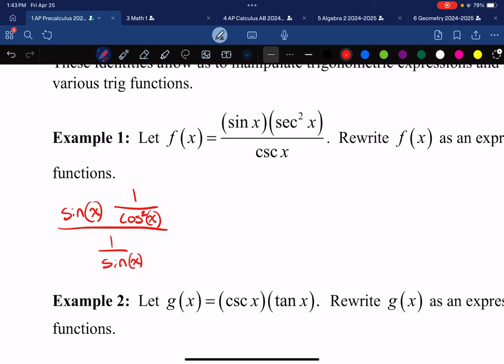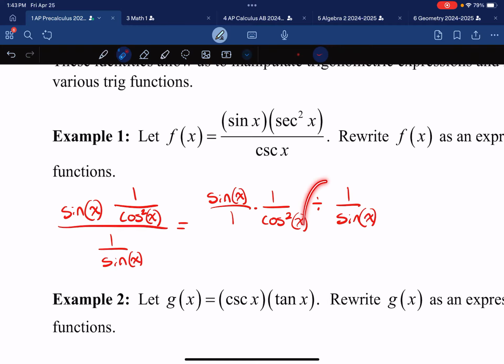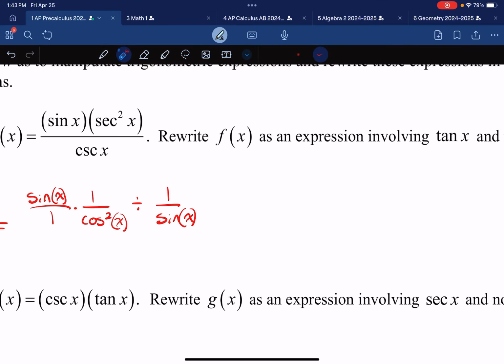And this is more disgusting than what we originally started with, but hopefully this will boil down into something nice. I'm going to leave the top section alone. I'm going to change this into sine of x all over 1 times 1 over cosine squared of x. So this entire thing is being divided by 1 over sine of x. And I didn't have to write it that way, but I like to go slow so that the students can see exactly what is about to happen.